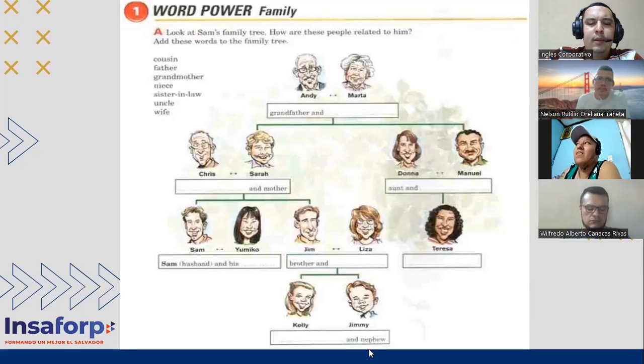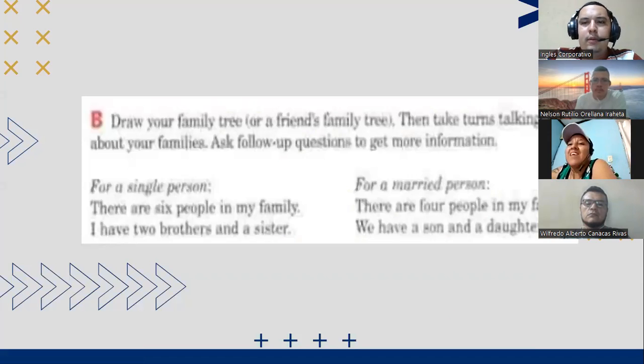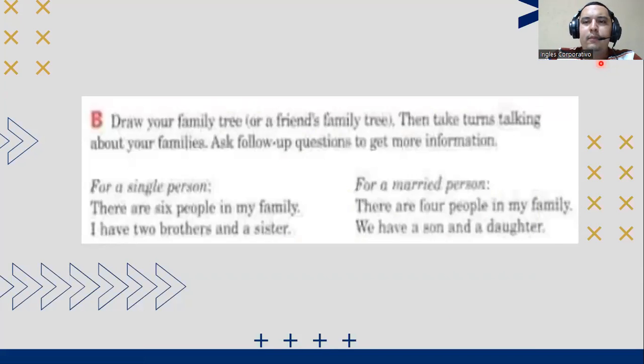Okay, guys. Next, we're going to move to our next slide because we have a lot of work to do for today's class. Okay, let me move this a little bit here. Here we say, draw your family tree or a friend's family tree. Then take turns talking about your family. Ask follow-up questions to get more information. For a single person: there are six people in my family. I have two brothers and a sister. For a married person: there are four people in my family. We have a son and a daughter.